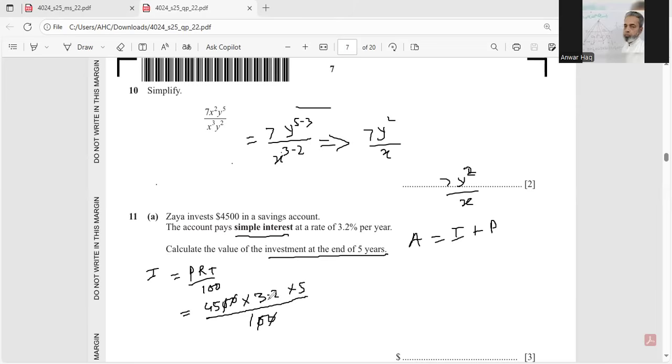45 multiplied by this will become 5 times 10, 5 times 15, and 16. So 45 multiplied by 16, I think 16 fives are 80, 0. 8 carry, 16 fours are 64, and 8 is 72, 720. Your interest will be $720. Now the amount is equal to 4,500 plus 720. So this will become $5,220. Now the next part of the question.